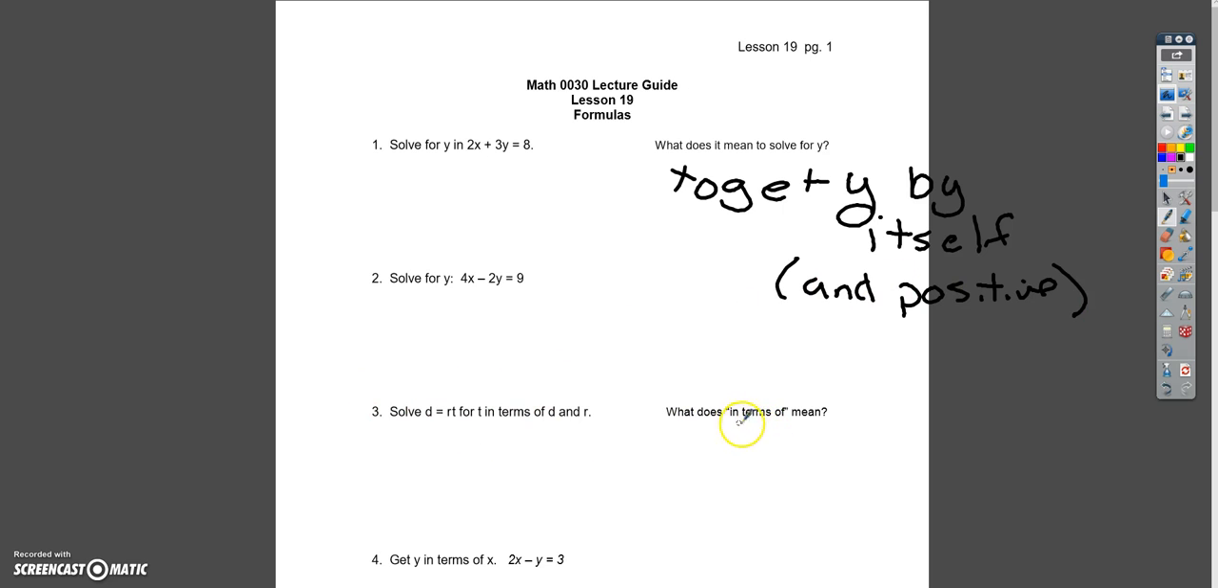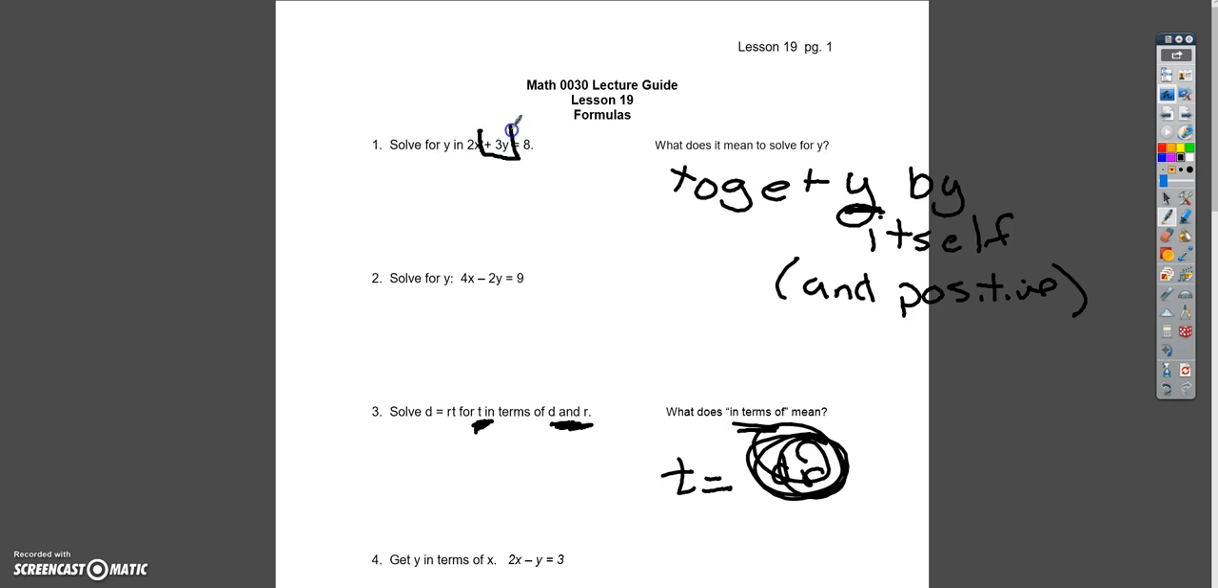So what does it mean to solve in terms of? This would be to solve for y in terms of x. That simply means that x is going to be in your answer. Solve for t in terms of d and r. So it's going to be t equals, and d and r are going to be somewhere over here. That's all this means.